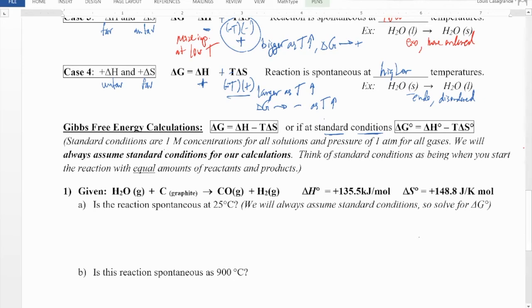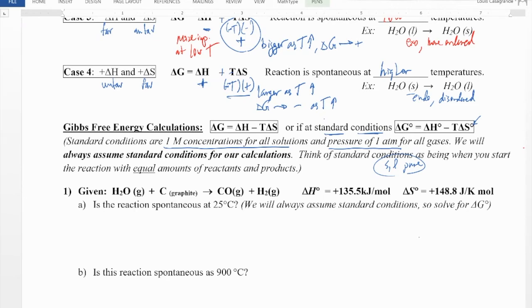Standard conditions have 1 molar concentrations for all solutions and pressures of 1 atmosphere for all gases, and solids and liquids are pure. If you've got those things present, then we can put this little naught sign, and we call it the G naught, the delta H naught, and the delta S naught. All that means is that we've got standard conditions. A lot of the tables of thermodynamic quantities are measured at standard conditions.